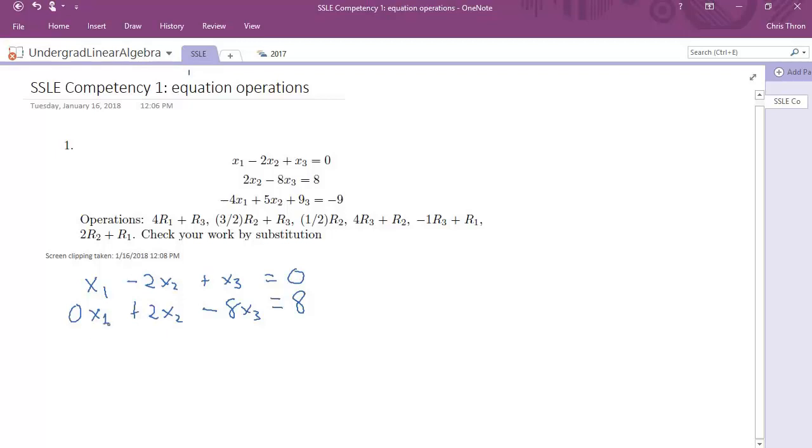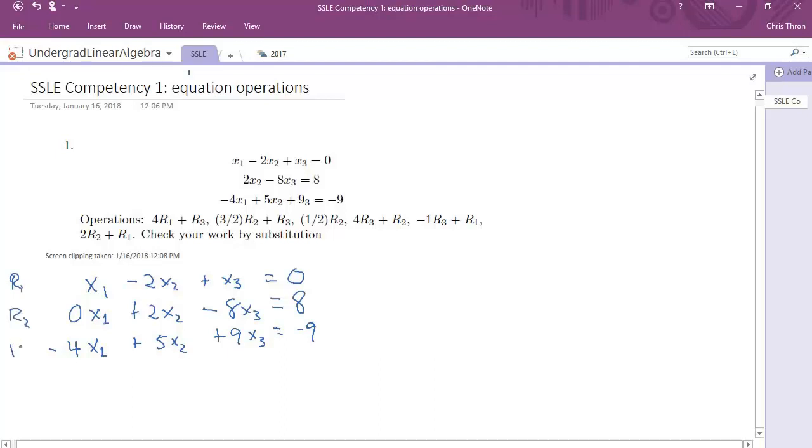All right, now this one has minus 4x1 plus 5x2 plus 9x3 equals minus 9. All right, so here are my three equations, and I can call these R1, R2, and R3. And we consider these as rows. Later on we'll put these equations into a matrix, and these will be rows of a matrix. So this is my original system of equations.